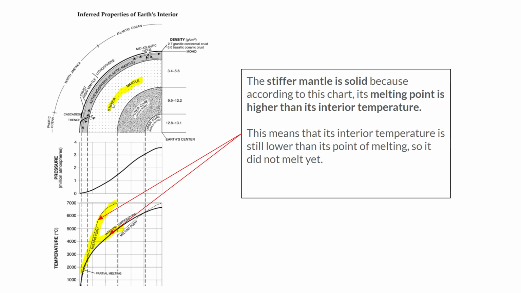So let's look at the stiffer mantle right here. If I go down, I see the stiffer mantle's interior temperature, its actual temperature, is a lot lower than its melting point, the temperature that it will melt at. So that means my temperature of the stiffer mantle did not reach its melting point yet. It did not melt yet. So that's why it's solid.